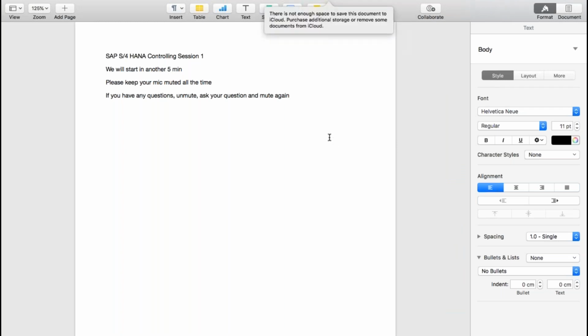Okay, so hello all and welcome to this particular session, which is session 1 on SAP S4 HANA controlling. What we are going to do today is start with the general topics that we need to understand from the controlling point of view.